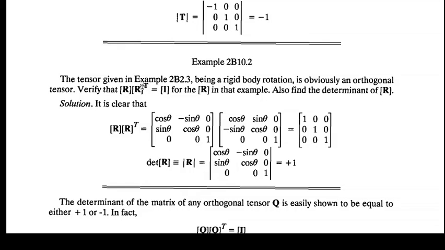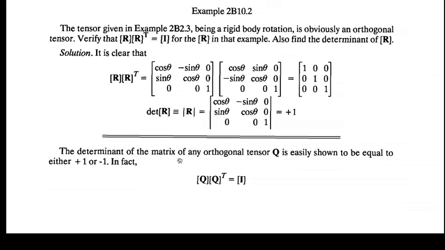Now this is the example about the rotation matrix R, which is given here. Let's see its determinant. This determinant is +1. The determinant of the matrix of any orthogonal tensor Q is easily shown to be equal to +1 or -1. Here we are checking that if Q is orthogonal, then its determinant is +1 or -1.